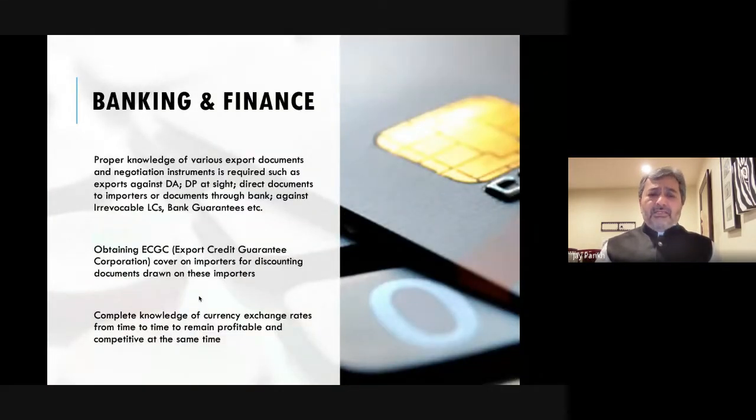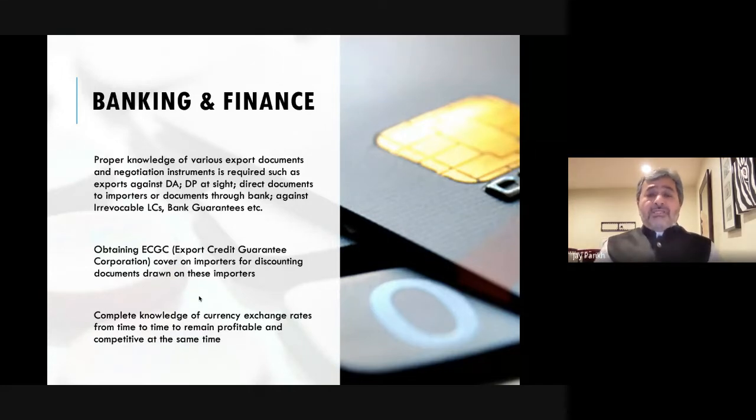Banking and finance. Yes, it's very important to know what kind of documentation can be used for negotiating business in the US. We have the common ones available in India, like DA, DP at sight, direct documents to the importers, or documents through bank against irrevocable LCs and bank guarantees, etc. So it's all your prerogative as to what kind of relationship you want to have. But these need to be properly examined, because as an exporter you don't want to end up with an issue of not getting paid. So it's very, very important that you decide and design those terms with your buyer.